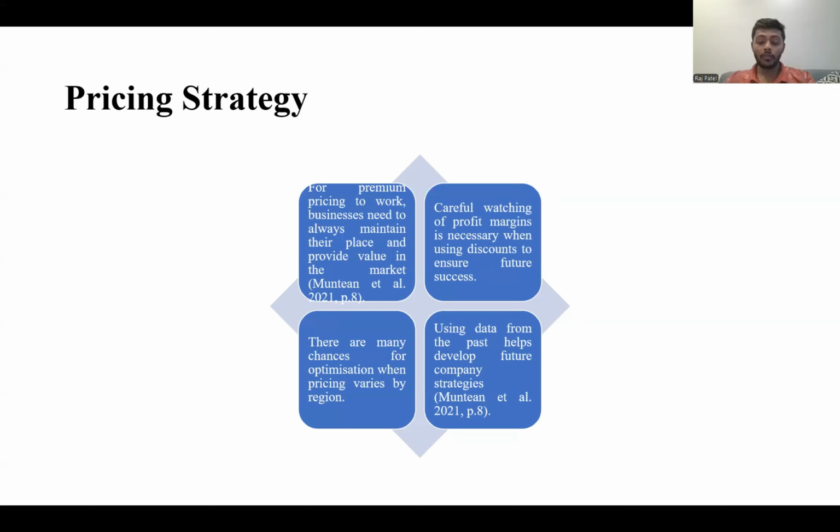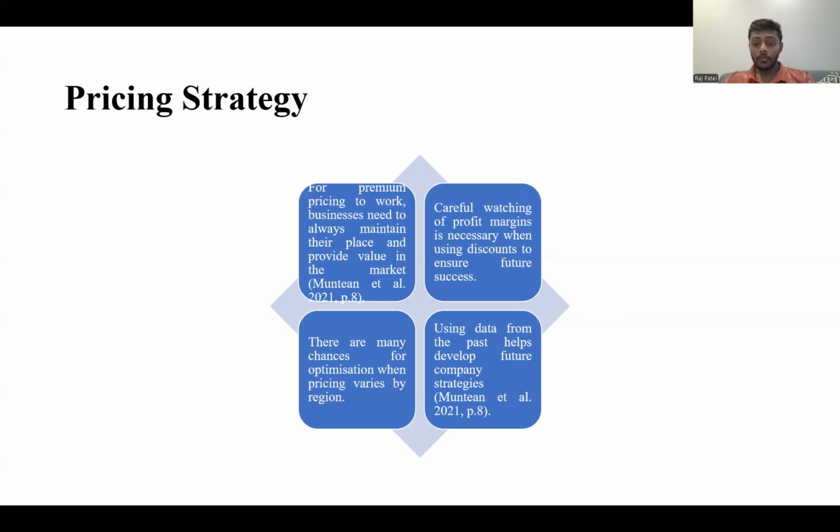Next, discounting can be a powerful tool, but it comes with risk. If not carefully managed, it can eat away at the profit margin. So we have to be strategic, ensuring that the discounting we do still supports our profitability and long-term goals.